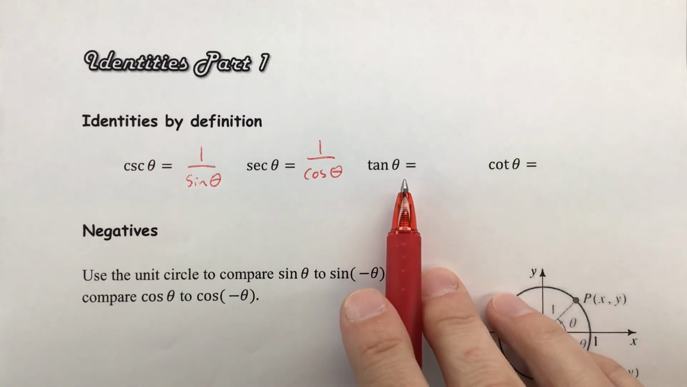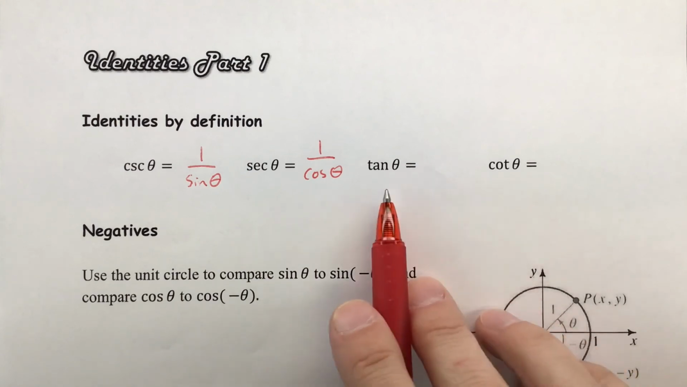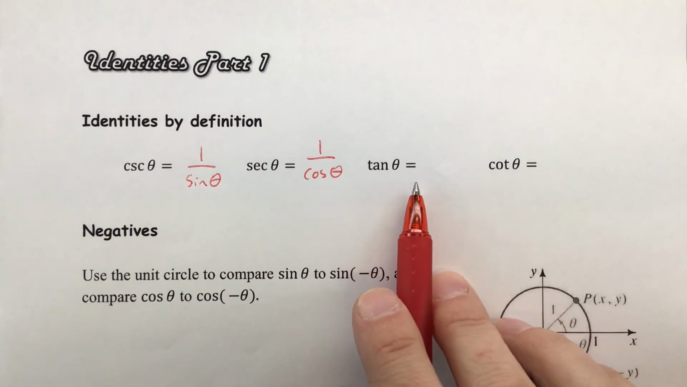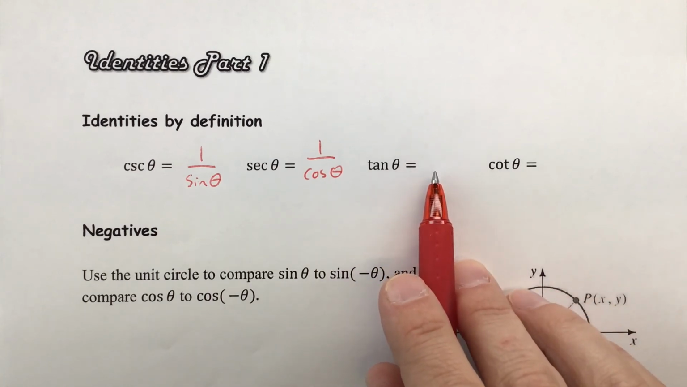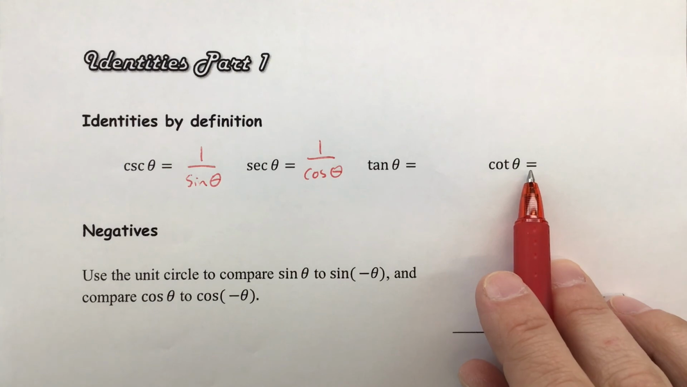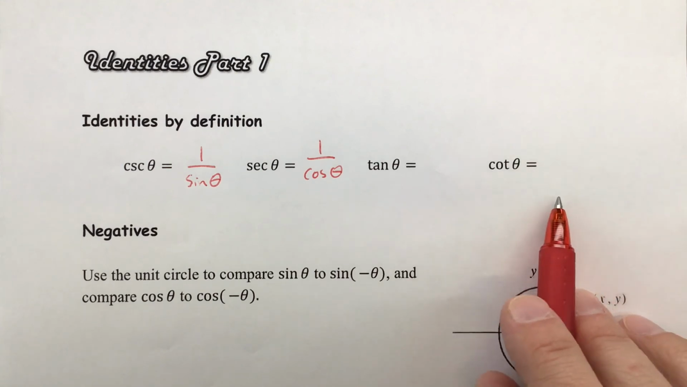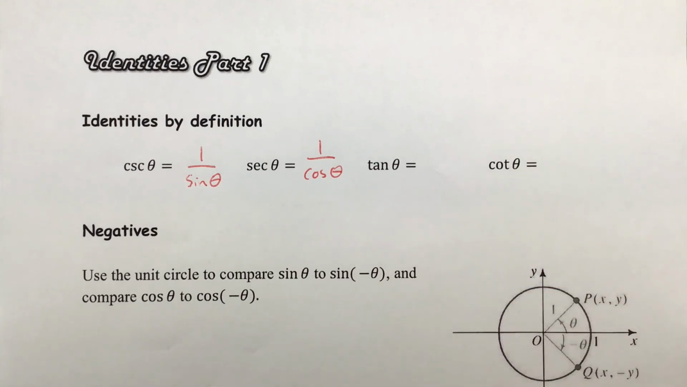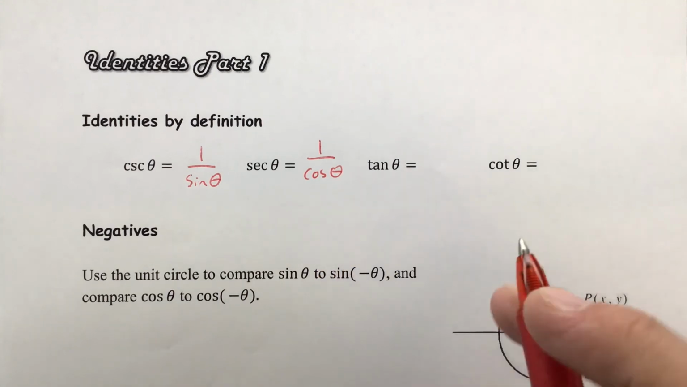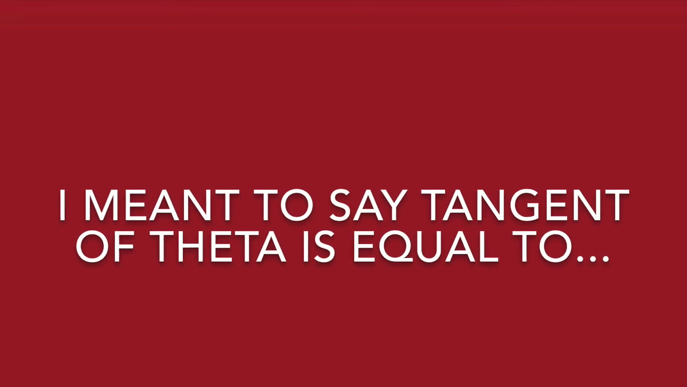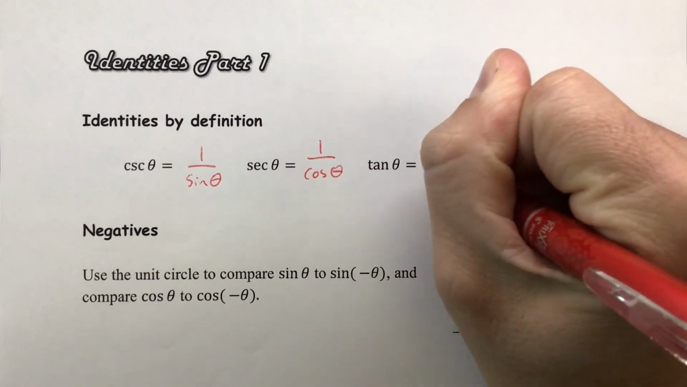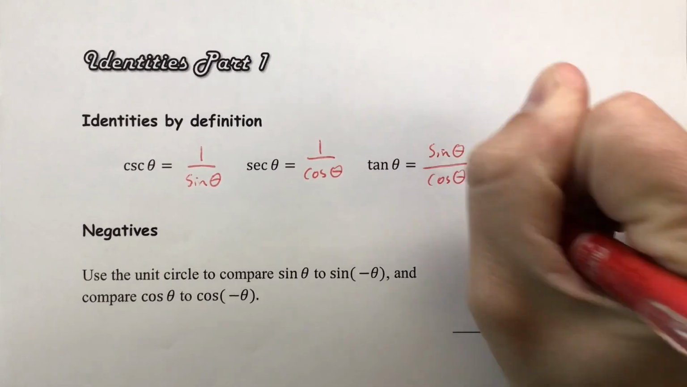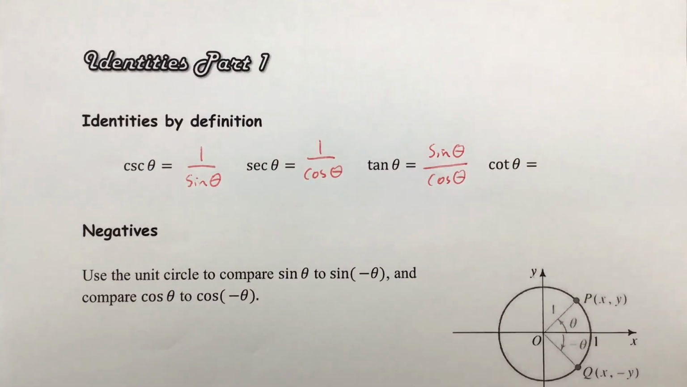Now for the other two here, tangent and cotangent, they are reciprocals of each other, right? So what I don't want to do here is write down that the tangent is the same thing as 1 divided by cotangent theta. And I don't want to write down that cotangent theta is equal to 1 divided by tangent theta. My goal is always going to be to try and get things in terms of sine and cosine. So here's what the tangent of theta is actually equal to. It's equal to the sine of theta divided by the cosine of theta. Those two things are actually equal.